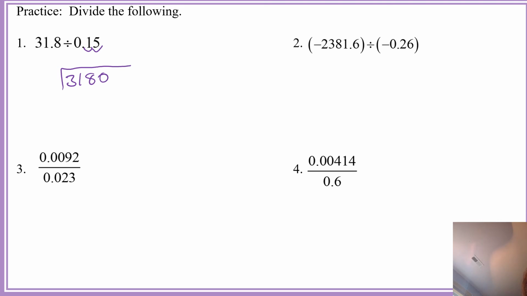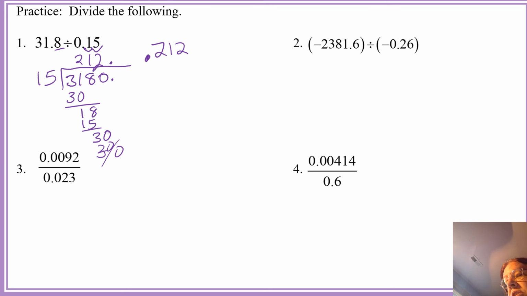3180 divided by 15. 15 goes into 31 twice, and that's 30. And then I subtract, I get 1, bring down the 8. 15 goes into 18 once. I'm left with 3, bring down the 0. 15 goes into 30 twice, this is exactly 30, and we're done. So our answer is 212, but notice I have 1, 2, 3 decimal places, so my answer is going to be 0.212.